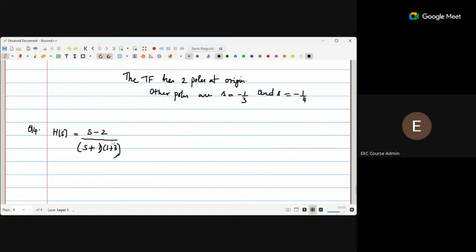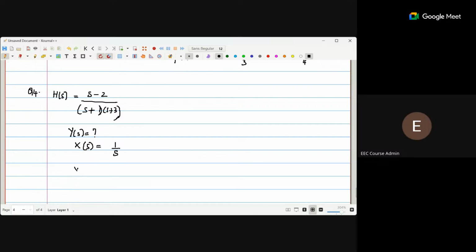S plus 1 into s plus 3 is the transfer function given, and you are asked to calculate the response of the system for a unit step input. So response of the system means Y of s is being asked, and the unit step is the input. So what will be X of s? 1, ma'am. Is it 1? Unit step, not impulse. So what will be X of s? 1 by s.